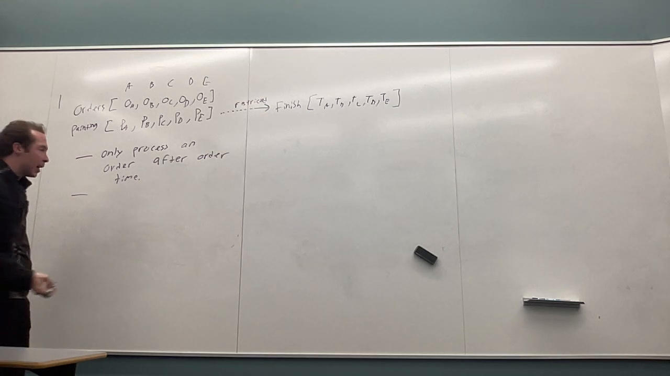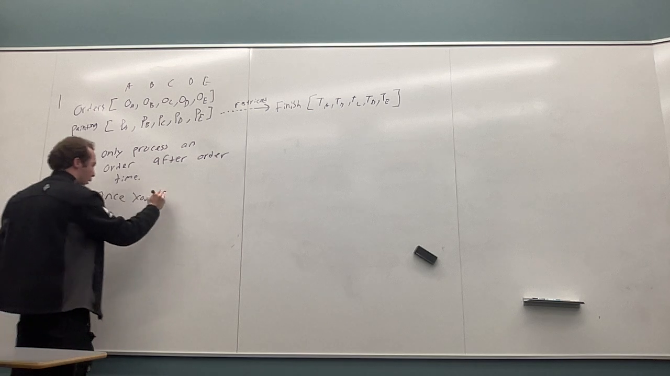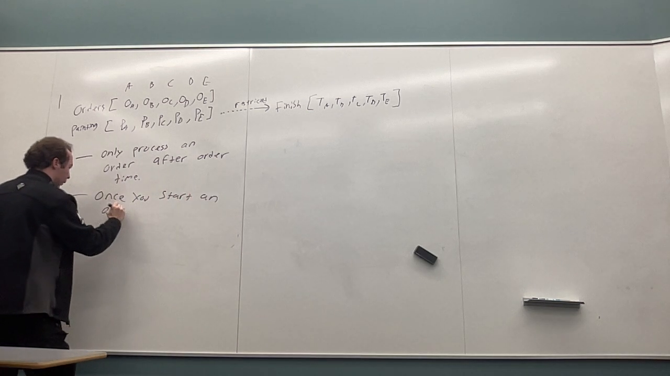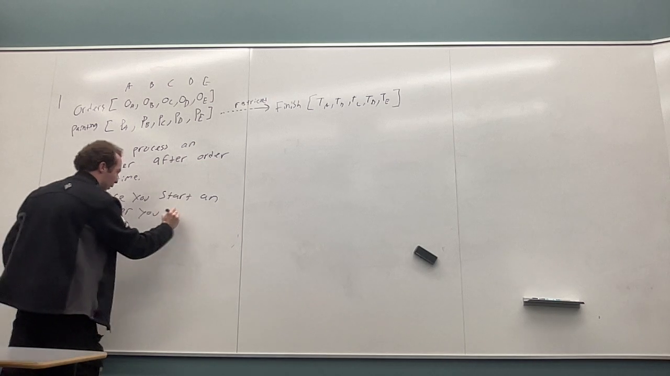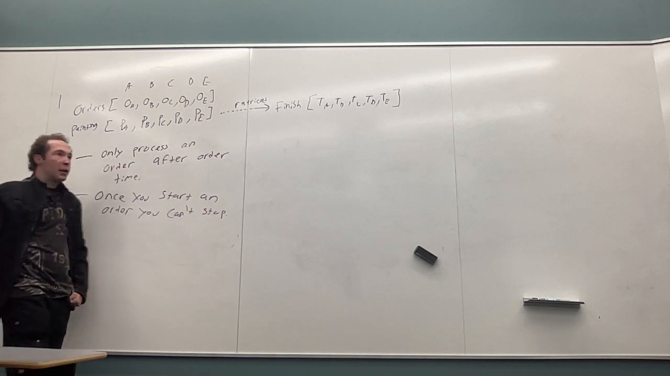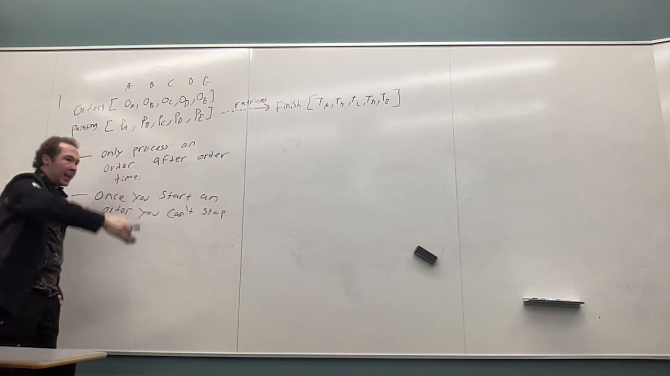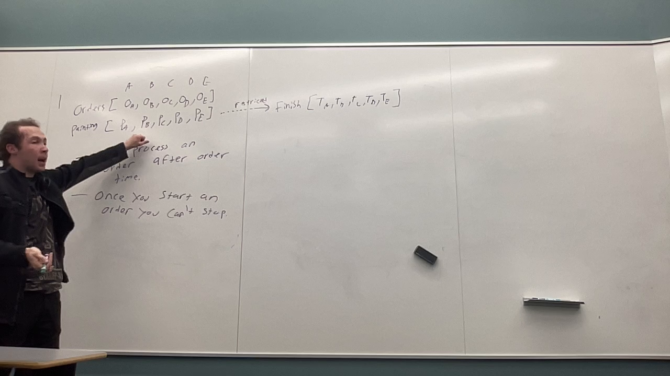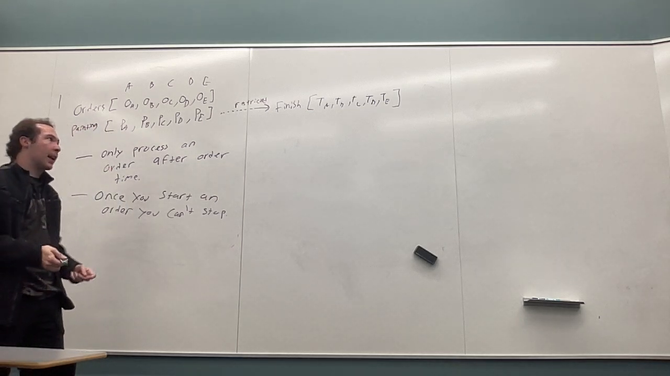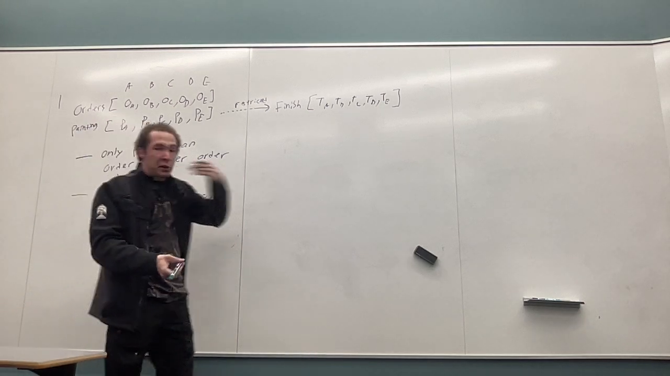The second is that once you start an order, you can't stop. So you're going to start order B, and it's going to take that painting time of B, and you have to spend that amount of time before you can do anything else. And that's the goal.